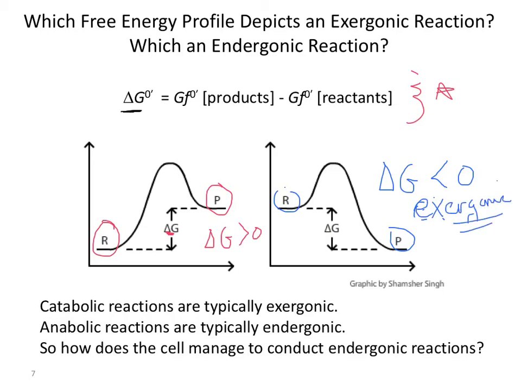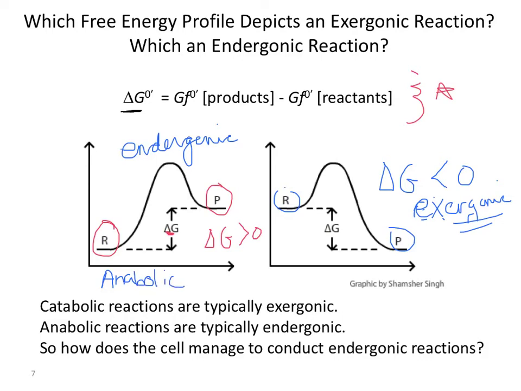Okay, it's an exergonic reaction. And over here on the left, it's an endergonic reaction. On the left, in the endergonic reaction, you would have to actually put energy into that reaction in order to make it happen. Okay, this is a reaction profile that's very typical for cellular reactions that are anabolic.